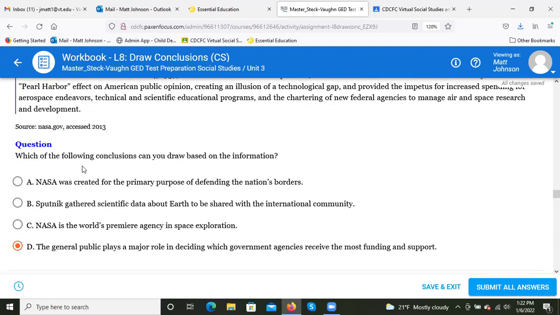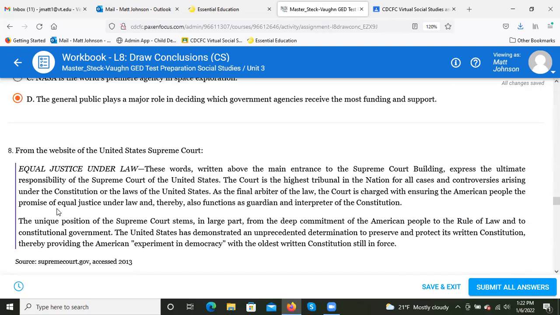So the conclusion you draw here is that the general public plays a major role in those decisions with government agencies. If you think about it, just like after 9/11, we were worried about more terrorist attacks, so we get Homeland Security, we get money into preparing for that type of situation. And then of course today with COVID, there's a good reason why we're spending a lot of money on research and vaccines and things like that. But part of that is also because of public concern. So 7 is D as in dog.